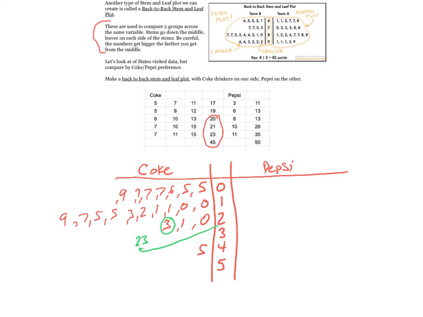Then for Pepsi, I would put them on the other side. So for the first, it would be 3, 6, 8. Then for the next stem would be 10, 11, 11, 13, 13. Then for the 20s, it'd be 26, 35, and 50.